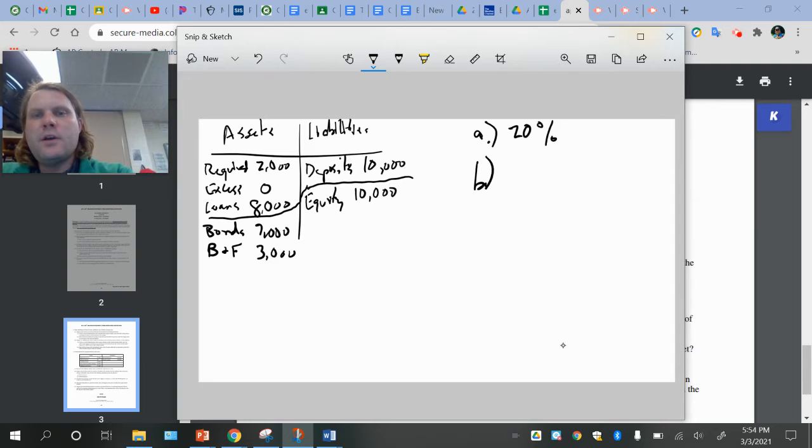Now, Part B, the Federal Reserve. The Federal Reserve is going to, in this case, say that they're going to purchase 5,000 worth of bonds. So they're going to buy the bonds. Now these bonds are going to change from 7,000 to 2,000. Now we have some excess reserves in here, because these bonds now turn into currency. So part one, our excess reserves goes up to 5,000.